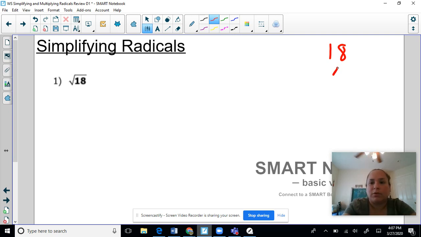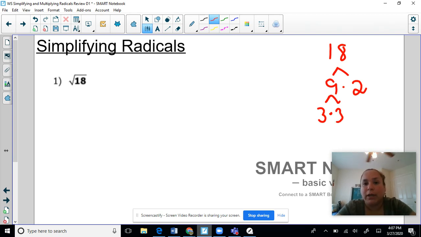Okay, and what I'm going to do is I'm going to start by multiplying 9 times 2, and then I'm going to continue breaking down the number 9 because it isn't a prime number, to its prime factors, which would be 3 times 3. Now, if we multiply 3 times 3 times 2, it would give us a total of 18.